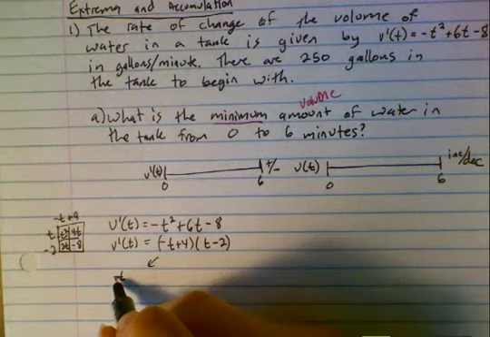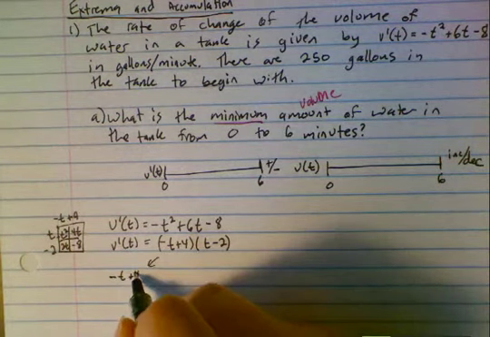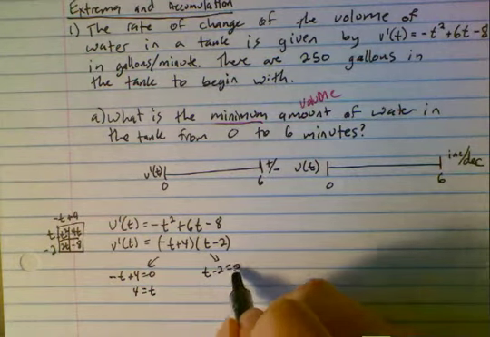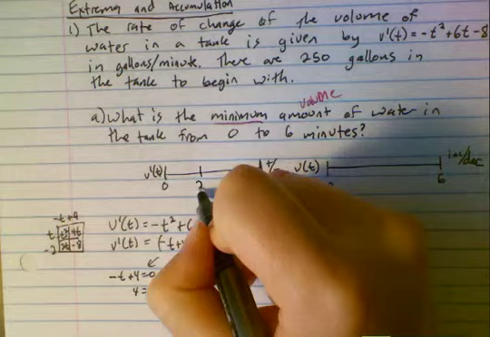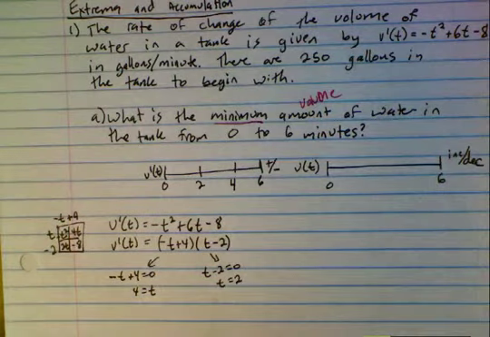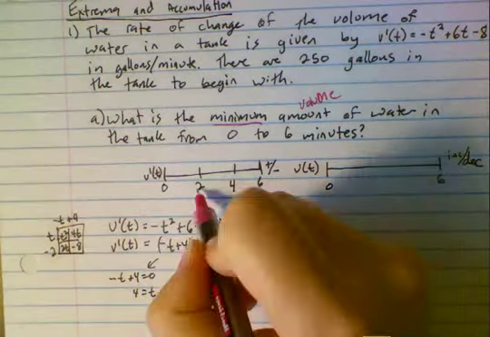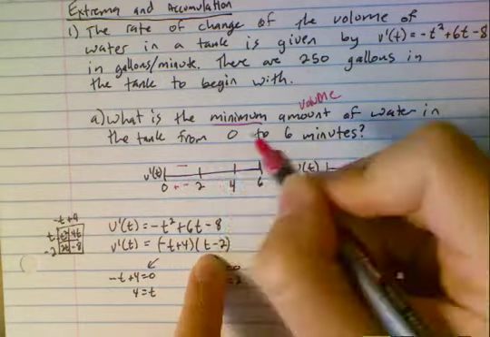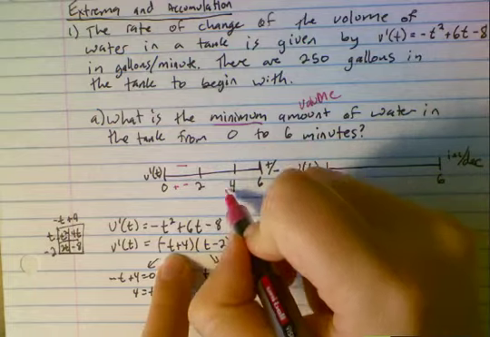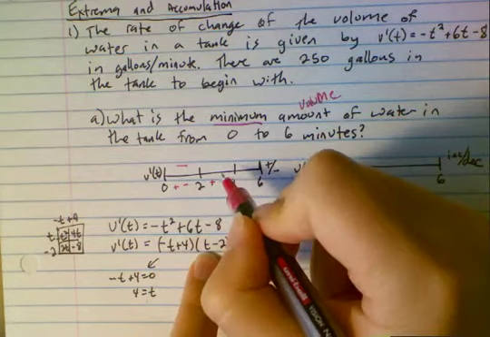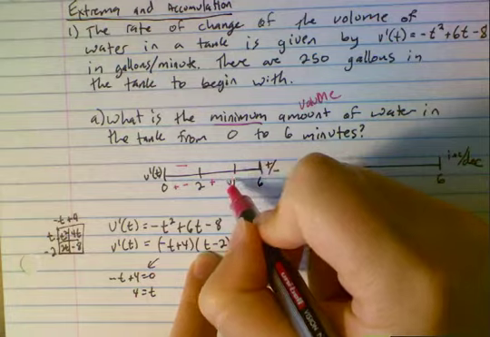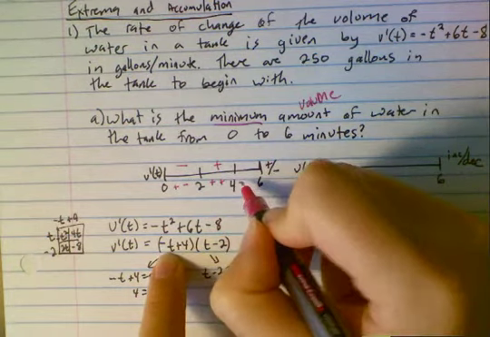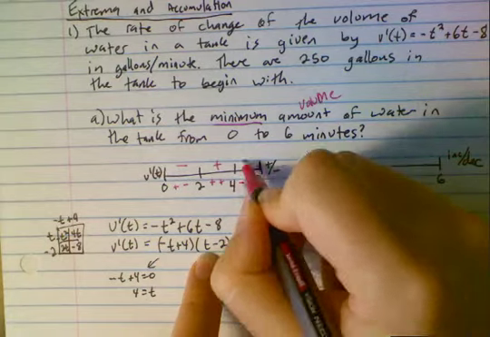So we'll find our zeros. Negative t plus 4 equals 0, 4 equals t. T minus 2 equals 0, t equals 2. And now if we pick our test points, a number between 0 and 2 is 1. Negative 1 plus 4 is positive. 1 minus 2 is negative. Between 2 and 4, 3. Negative 3 plus 4 is positive. 3 minus 2 is positive. And then 5. Negative 5 plus 4 is negative. 5 minus 2 is positive.